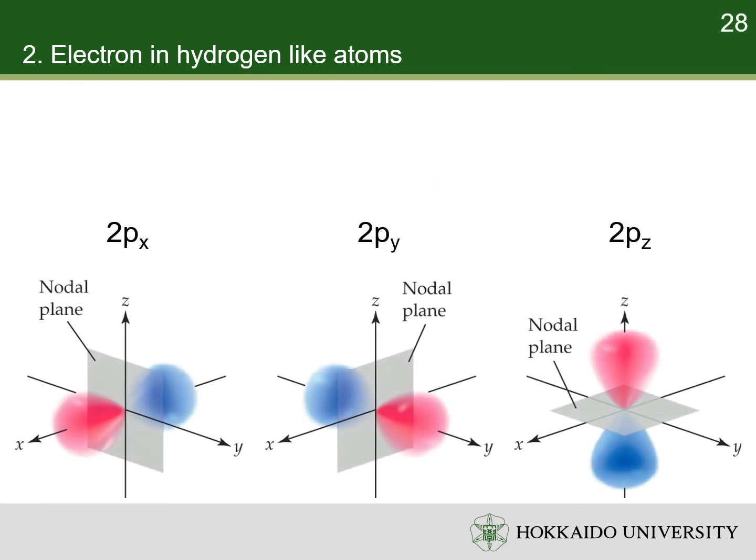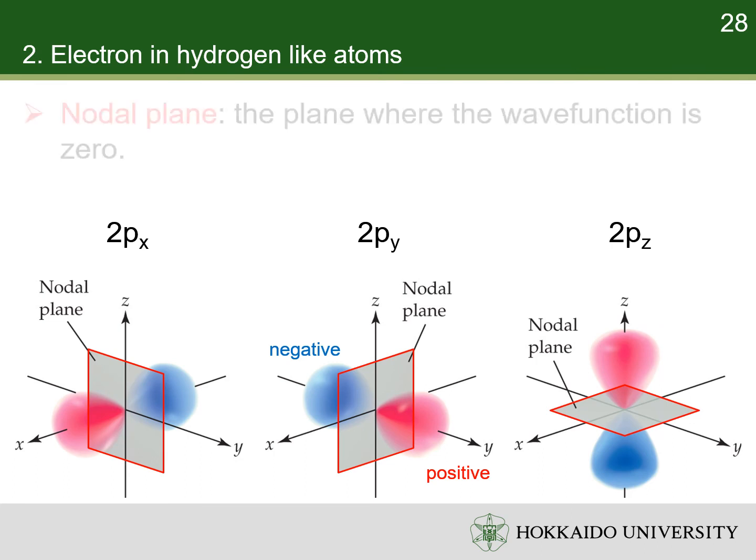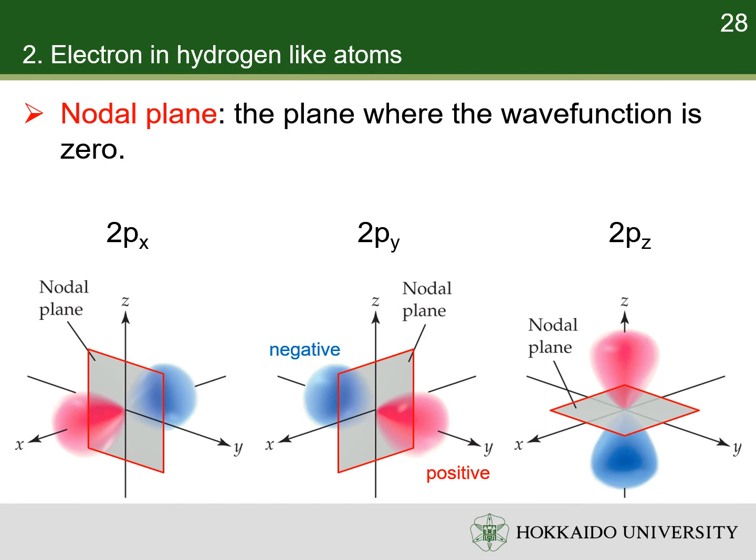The shapes of the 2p orbitals are shown here. We can find that all the 2p orbitals have the same shape, but different orientations. The red and blue colors represent the positive and negative signs of the wave functions. In each wave function, between the positive and negative branches, there is a node. In 2p orbitals, the nodes are planes, so they are also called nodal planes.